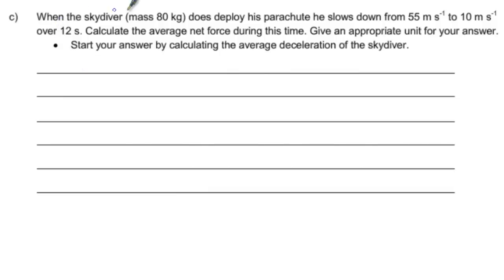Question 4C. When the skydiver, who has a mass of 80 kilograms, does deploy his parachute, he slows down from 55 meters per second to 10 meters per second over 12 seconds. Calculate the average net force during this time. Give an appropriate unit for your answer.